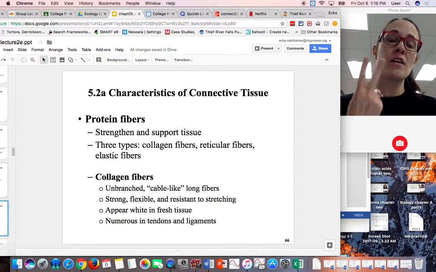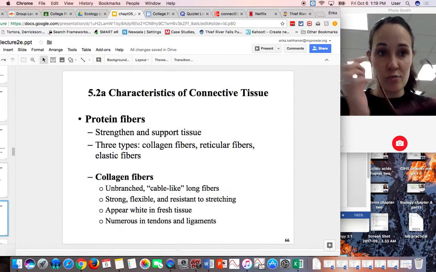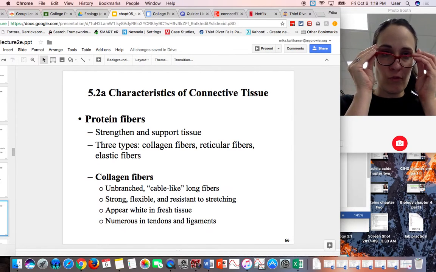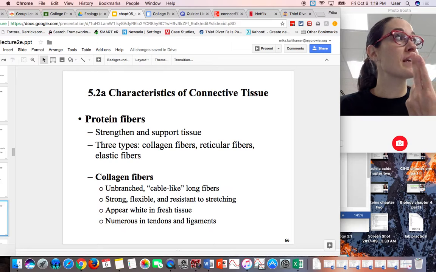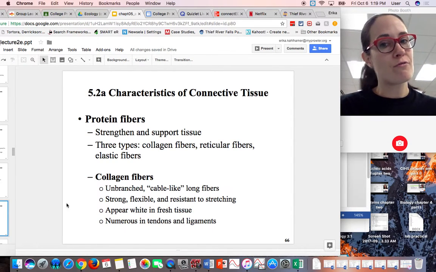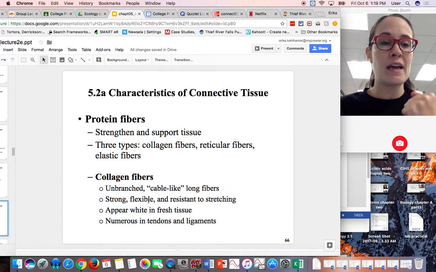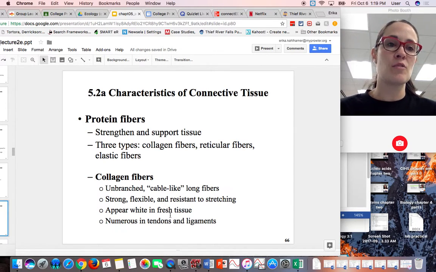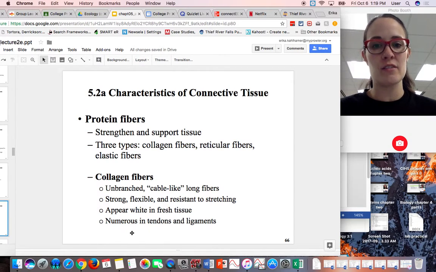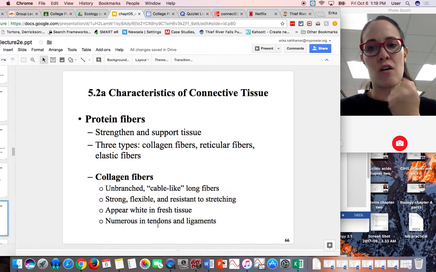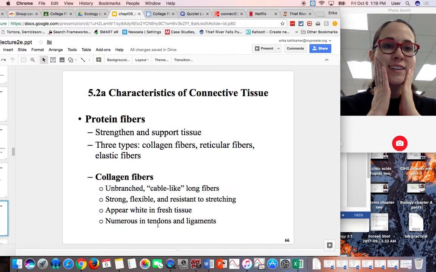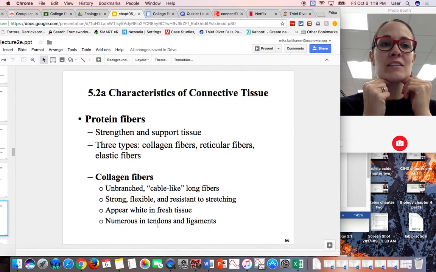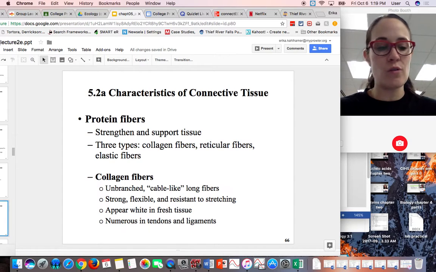They all have cells. And then all connective tissue has fibers, these protein fibers that strengthen and support that connective tissue. The three main types: collagen fibers, reticular fibers, and elastic fibers. So first, collagen. They are cable-like long fibers. They're very strong and flexible, resistant to stretching. Appear white in fresh tissue. So we're going to see many in your tendons and your ligaments. Your ligaments connect bone to bone. Your tendons connect bone to muscle, so they need to be very strong. We also have collagen in our skin that makes your skin tight. We lose some collagen as we get older.